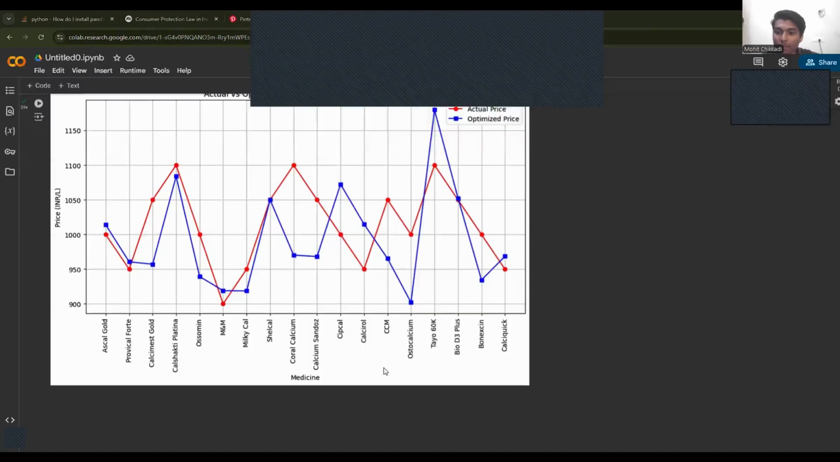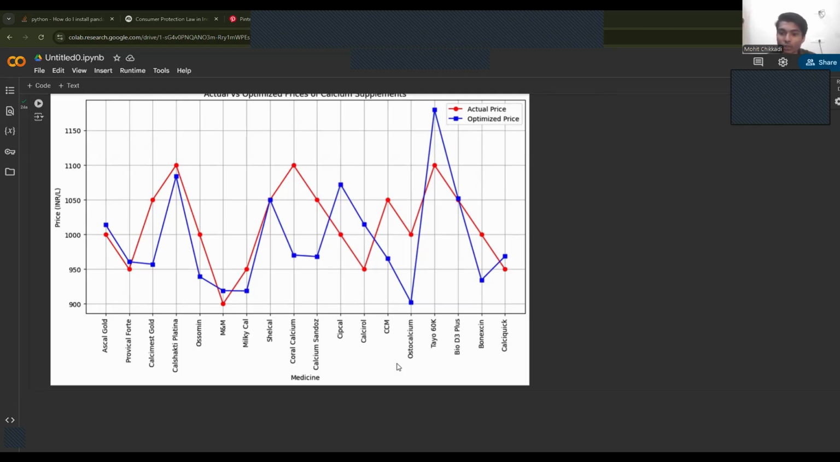Many supplements show a big difference between their actual price and their optimized price. For example, for Calshakti Platina, the red line shows the actual market price, while the blue line shows a much higher optimized price, so it's potentially underpriced. Tayo 60K is another notable example. Its optimized price is significantly higher than the actual price, suggesting that it might be underpriced based on the nutritional value. Most probably there might be other reasons for the underpricing of that. So there are price alignments.